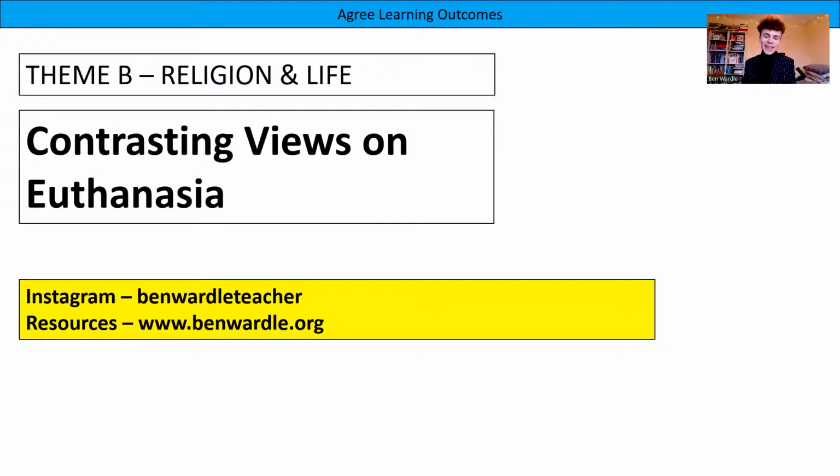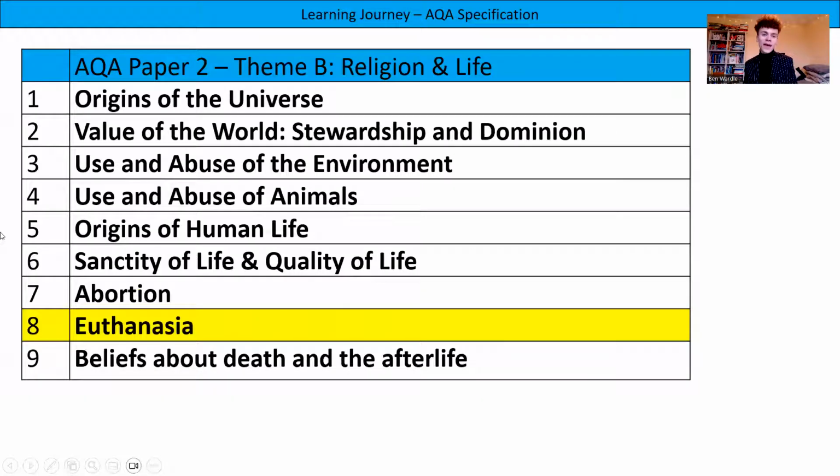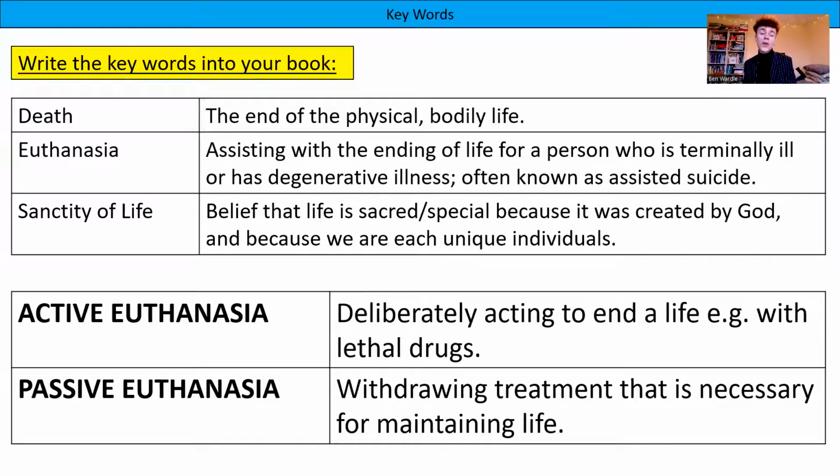I'm Ben Waddle, and today we are continuing our look at AQA Theme B with a look at the contrasting views on euthanasia. So let's start with a quick overview of the Theme B specification, which sets out everything we need to know for the Theme B section of the exam. And today we are focusing, as I've mentioned, on euthanasia, and we'll take a look at the Christian and Islamic views on euthanasia and cover everything you need to know for a grade 9. So let's get started with our keywords.